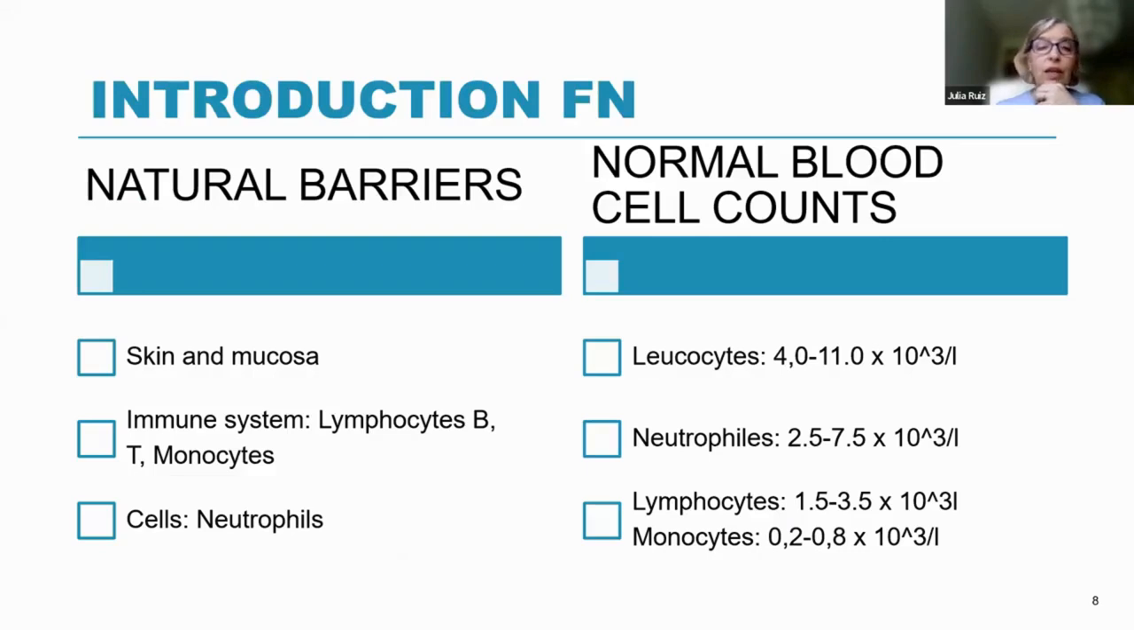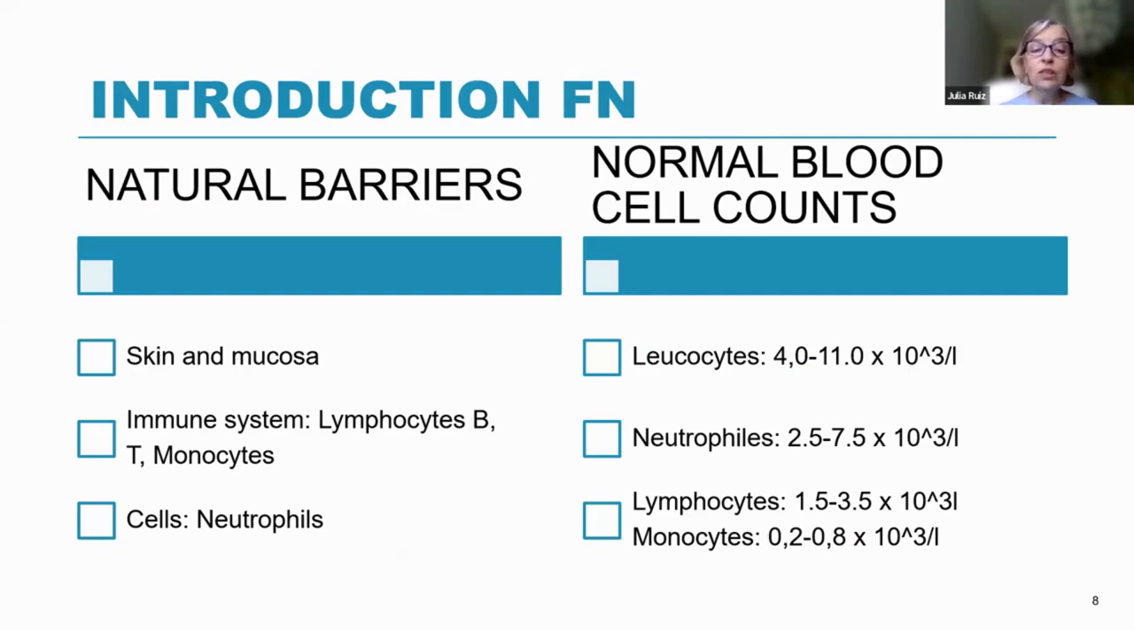So at first, as we all know, in our body we have our natural barriers. These are going to be skin and mucosa. If we have their integrity, with no breakage, these are going to be natural barriers against infections.